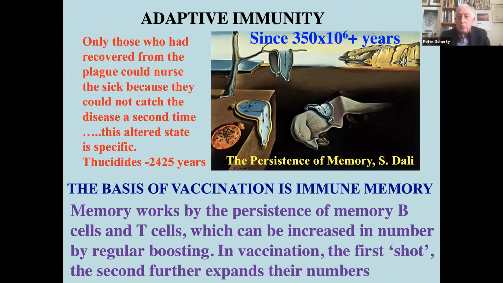And the feature of adaptive immunity that we don't have with innate immunity is immune memory. That is, the immune system remembers that we've seen this before and will react more quickly to it again if it comes back.